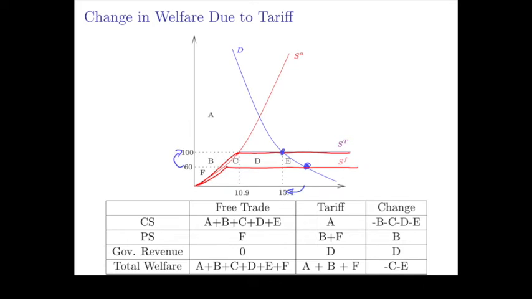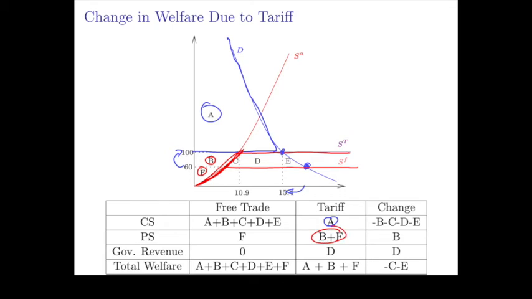The consumer surplus in this situation is going to be the area above the price of 100 and below the demand curve. So that's just the area A. The producer surplus is going to be the area above the supply curve and below the price of 100. So it's areas B and F.